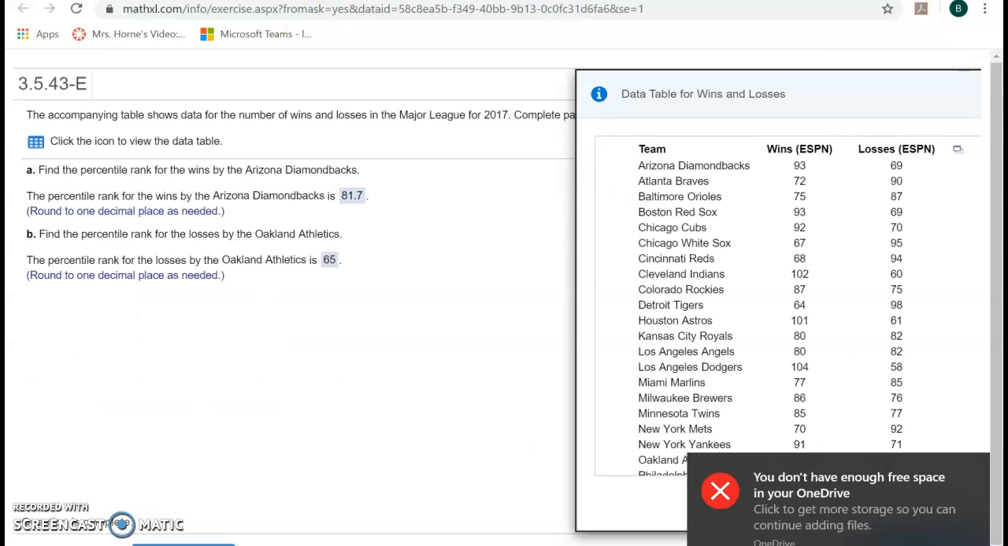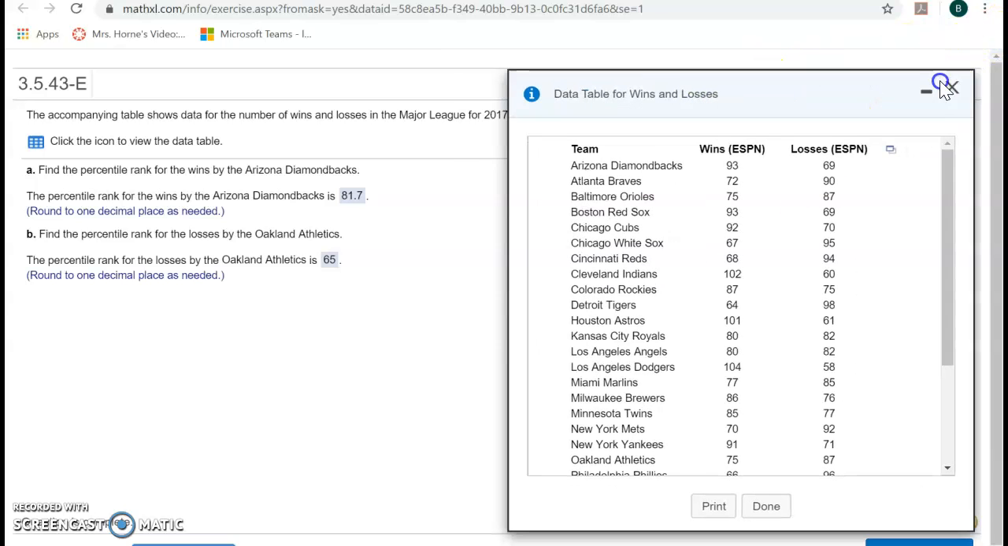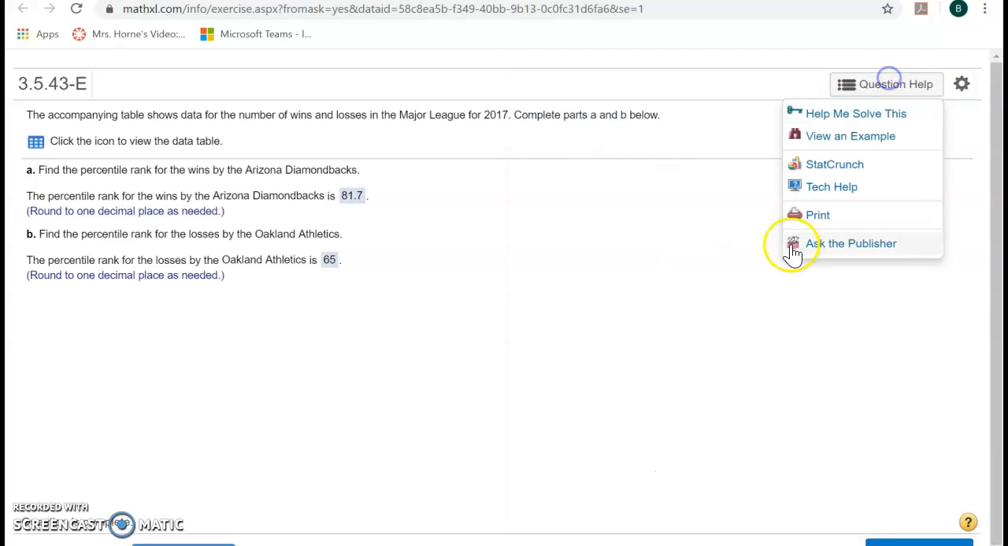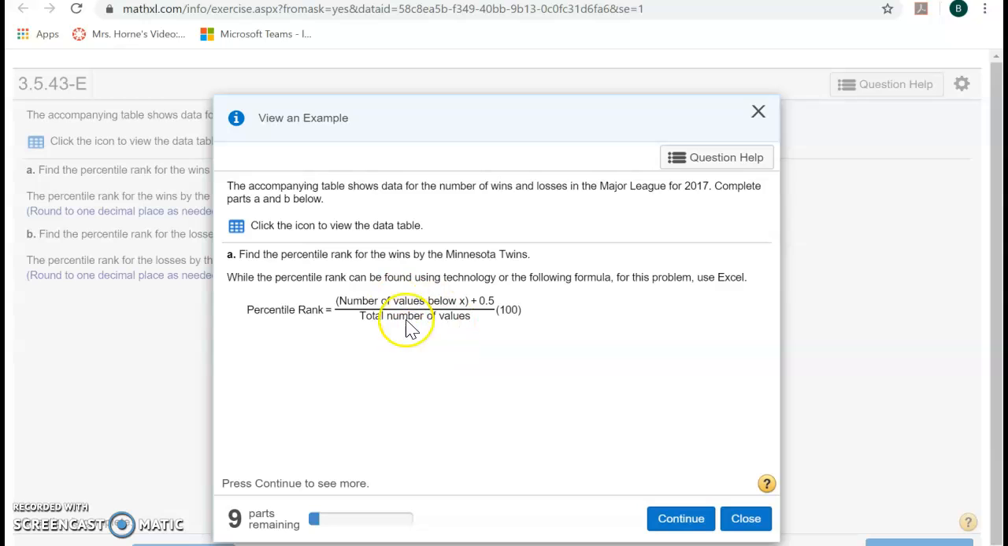Okay, so for this question, we're looking at percentile ranks, and first let's look at the formula. If you view an example, it will show you the formula. It's the number of values below what you're looking for plus 0.5 divided by the total number of values.